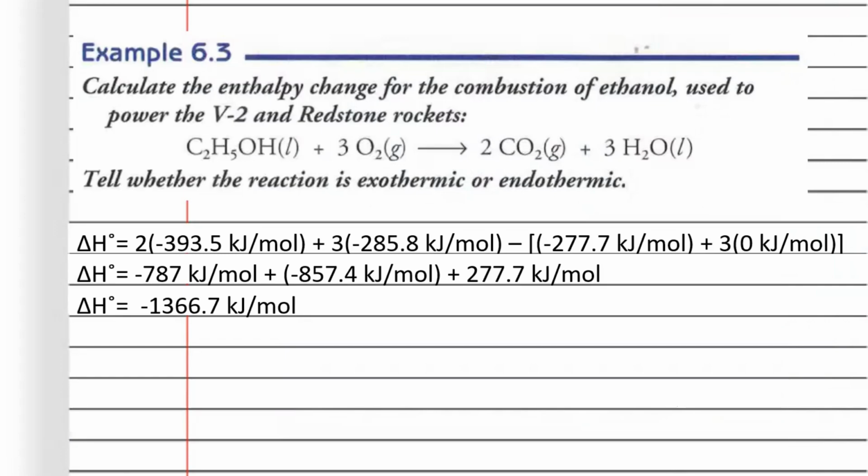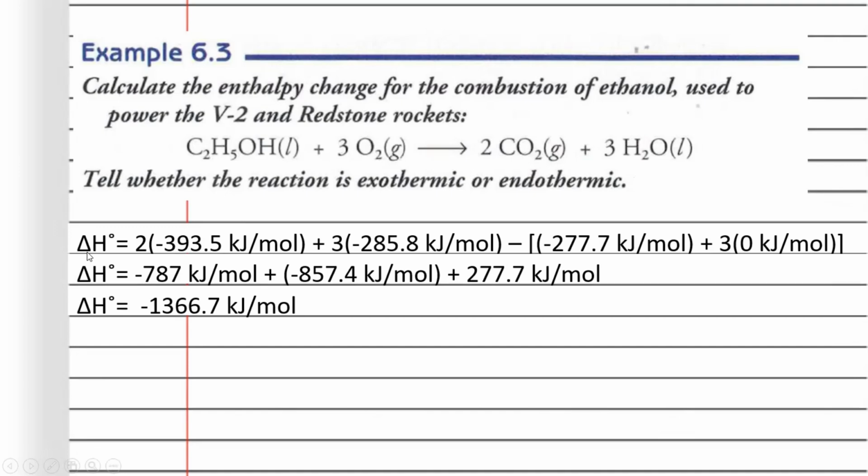Example 6.3. Calculate the enthalpy change for the combustion of ethanol used to power the V2 and Redstone rockets. So here we've got ethanol plus oxygen yields carbon dioxide and water. And then also we have to tell whether this reaction is exothermic or endothermic.